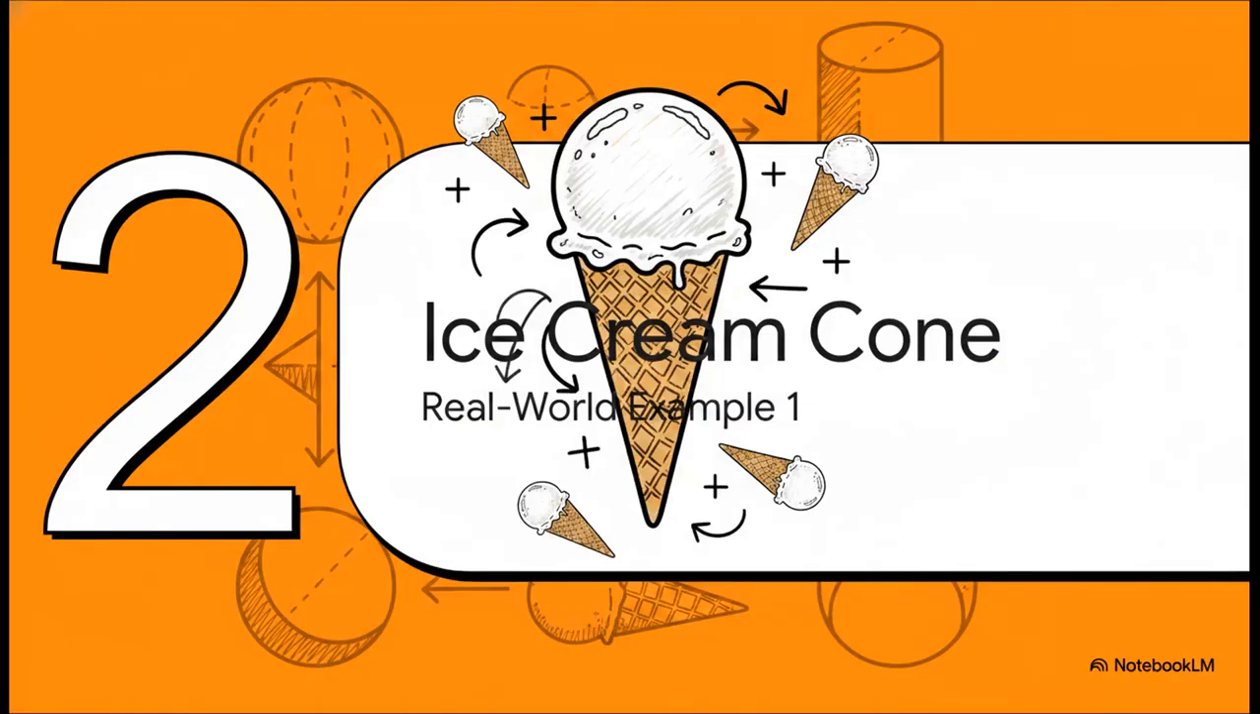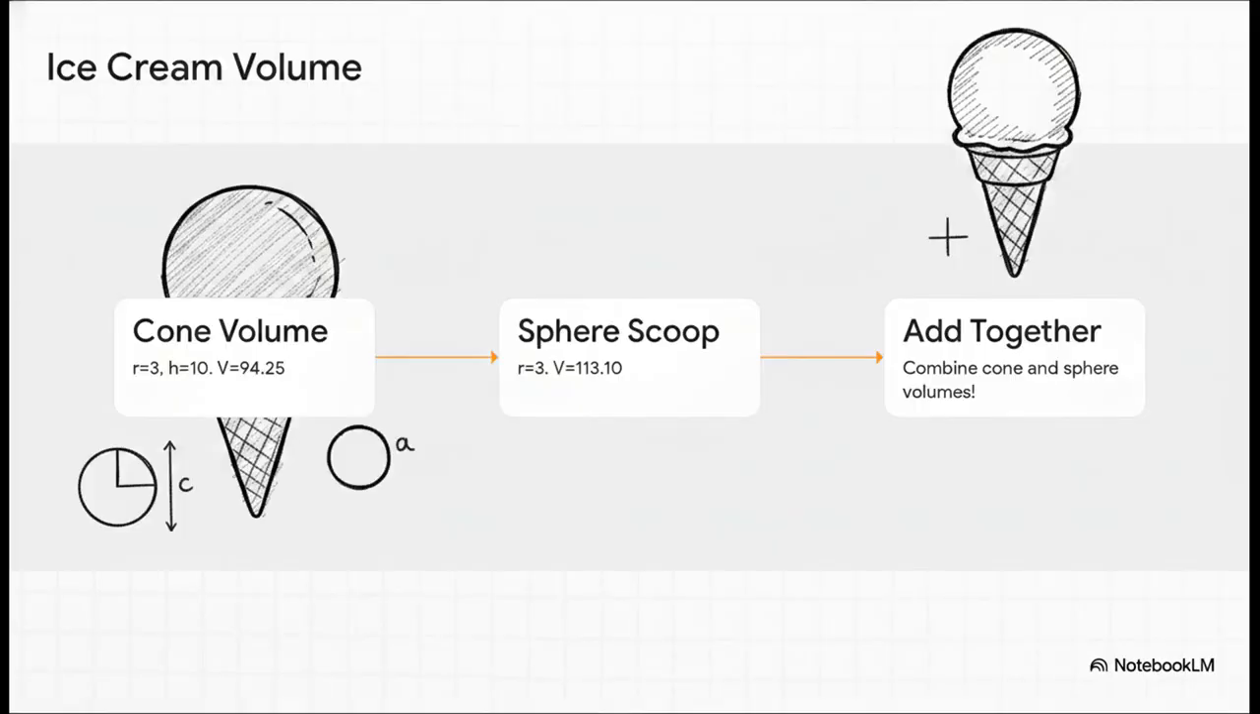Moving on to Section 2, building the ice cream cone, our first real-world example. Let's take this part-to-whole method and apply it immediately to something delicious. Just picture a perfectly round scoop of ice cream sitting right on top of a classic sugar cone. All right, let's walk through the math step by step.